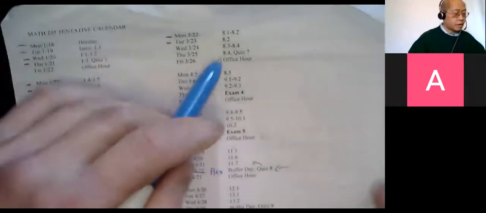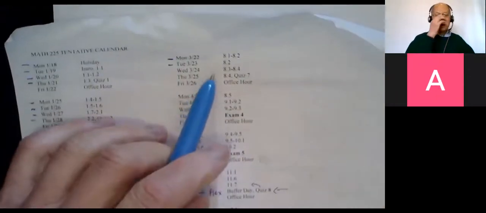All right, so we're doing graphs now. Graphs, graphs, and more graphs. That's our main focus for the next 2 days.